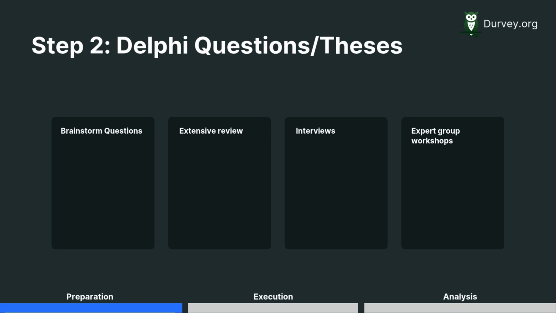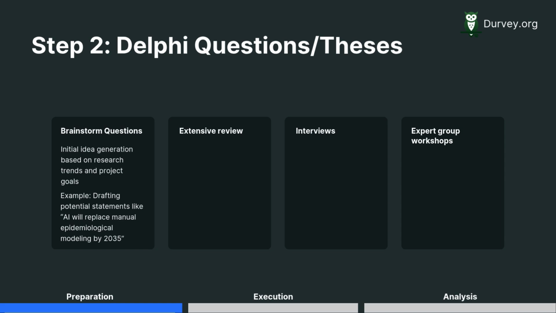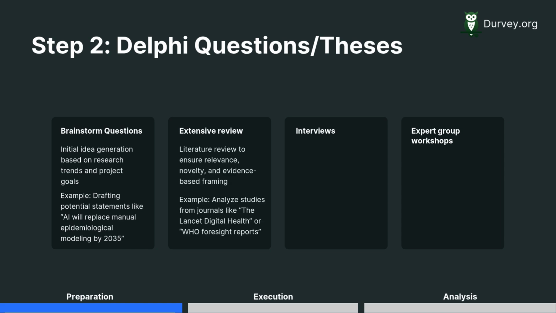1. Brainstorm initial ideas. Use whiteboards, mind maps, or discussions to generate possible future statements relevant to your research question. These can be provocative, open-ended, or extreme at first. 2. Conduct an extensive review. Systematically review recent Foresight literature, trend reports, and academic studies to validate or challenge your initial ideas.